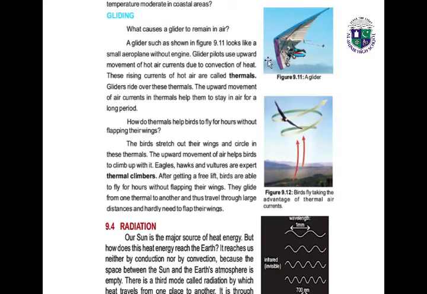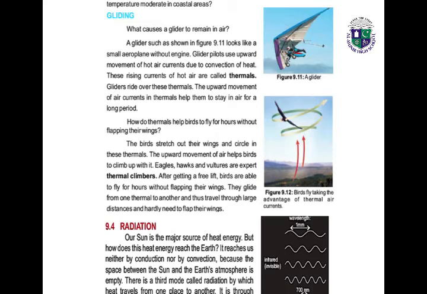Look here, this is a picture of a glider. As shown in this figure, it looks like a small aeroplane but without an engine. Glider pilots use the upward movement of hot air currents due to convection of heat. These rising currents of hot air are called thermals. Gliders ride over these thermals. The upward movement of air currents in thermals helps them to stay in the air for a long period.